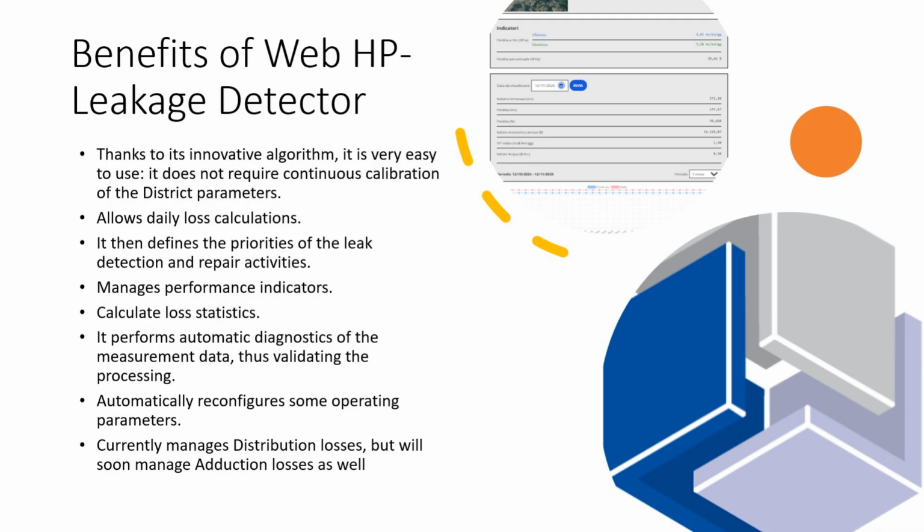It manages performance indicators such as leak value per kilometer of network. It calculates loss statistics. It automatically performs the diagnostics of the measurement data, thus validating the processing performed on the leaks. Finally, it automatically reconfigures some operating parameters, especially those for self-diagnostics of measurements. Currently, Web HP-Leakage Detector manages the losses of the distribution network, but in a future version it will also manage those of the supply network.